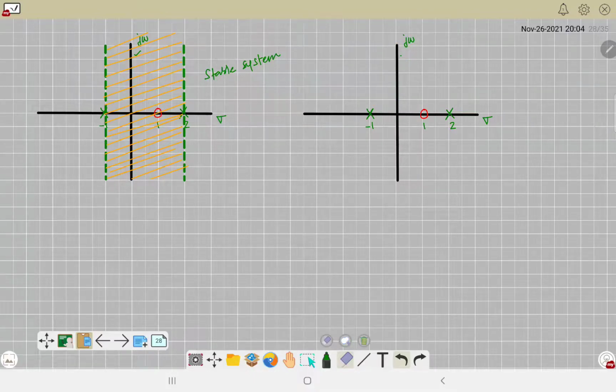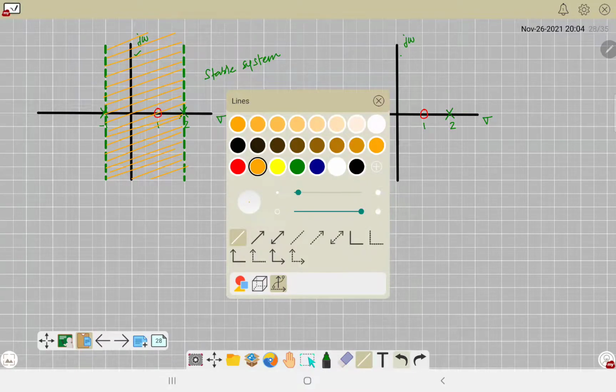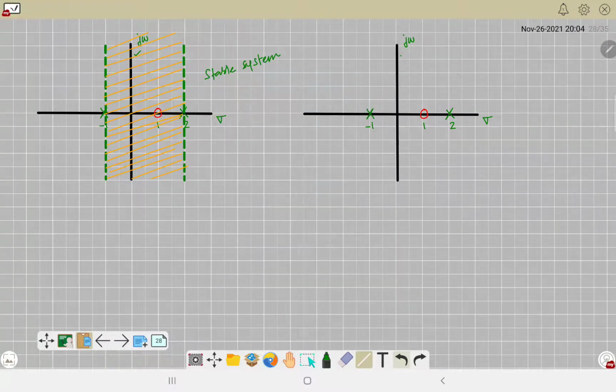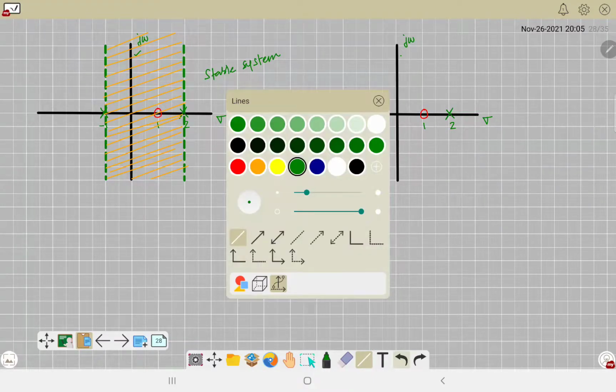First thing is the system is non-causal. So जो आपका ROC होगा, it should be to the left of the leftmost plane. Then the system is also unstable. Fine. So it means it should not include the j omega axis. Now इस system के साथ only one combination fits that description, which is this.